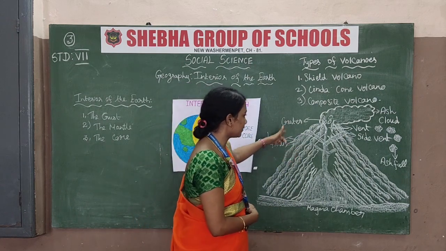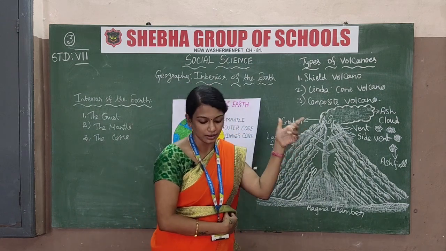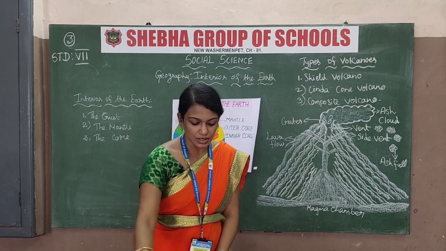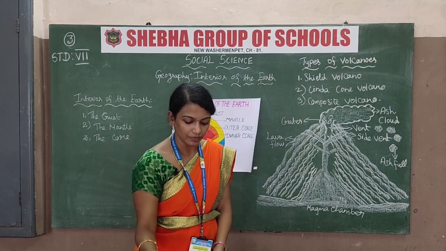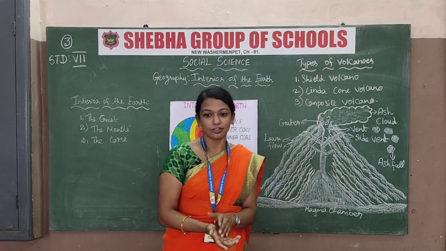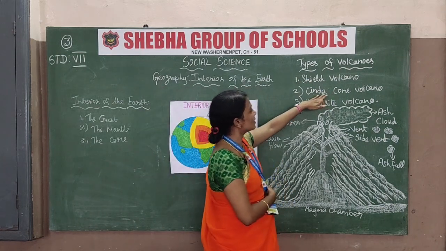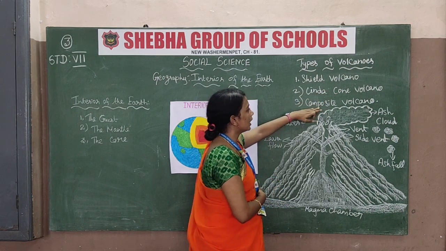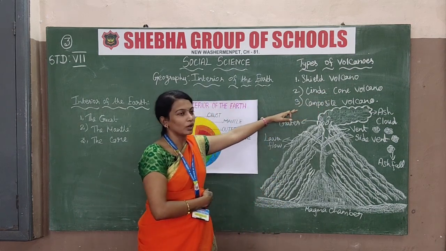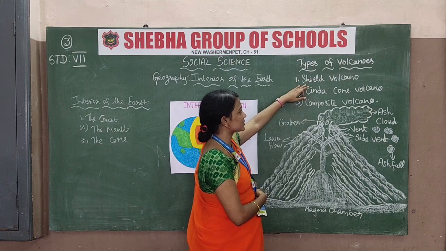This kind of blast coming out is what they call a volcanic eruption. So next we are going to see the types of volcanoes. The first one is the shield volcano, the second is the cinder cone volcano, and the third is the composite volcano. What are the types of volcanoes? This is a short answer.